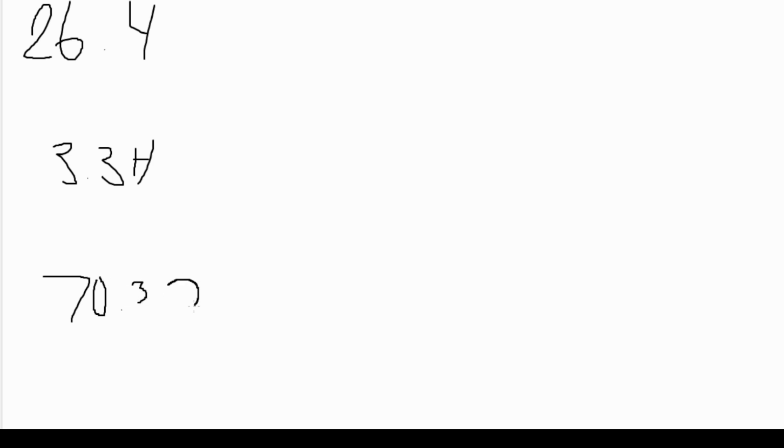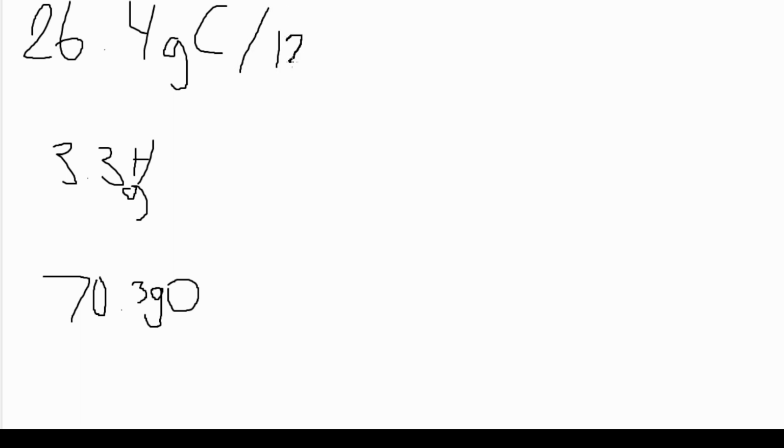And here I will do oxygen and carbon. First step, when you are given percentages, convert it to grams. So 26.4% becomes 26.4 grams. 3.3% becomes 3.3 grams. 70.3% becomes 70.3 grams. Cool, awesome, simple. Next step, divide by the molar masses.